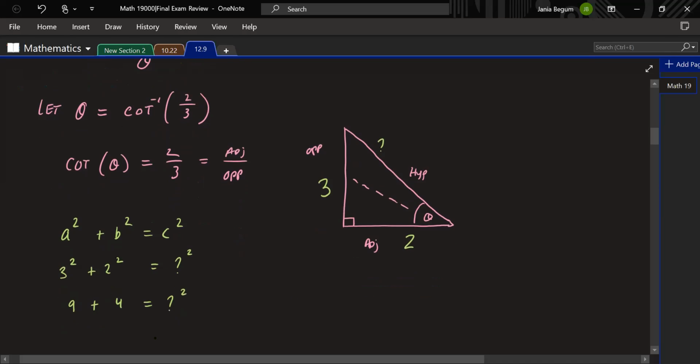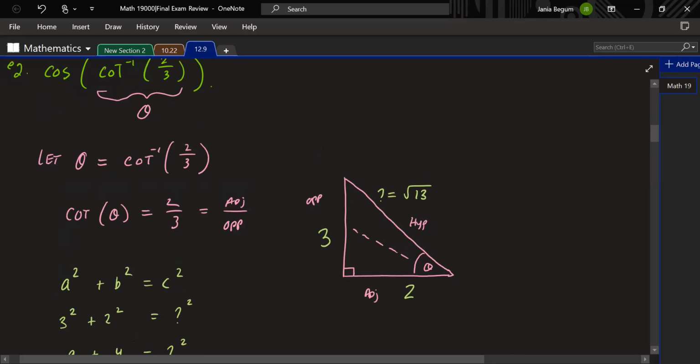So what is question mark equal to? 13. Well, it will be a square root, right? Yeah. Right, so question mark is square root of 13. Perfect. So now we're almost done with our problem.